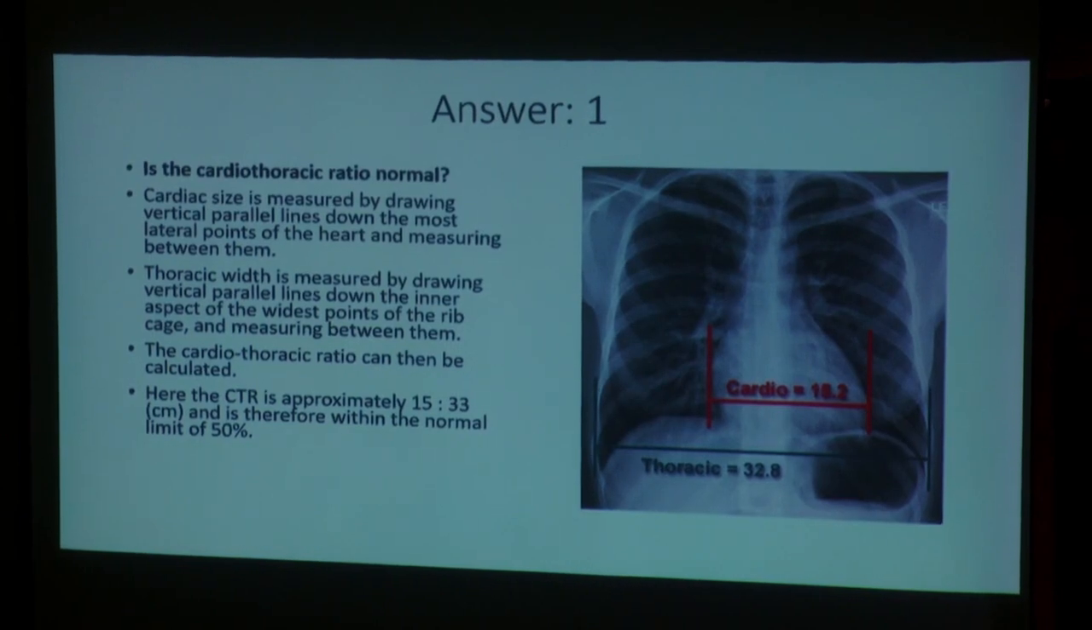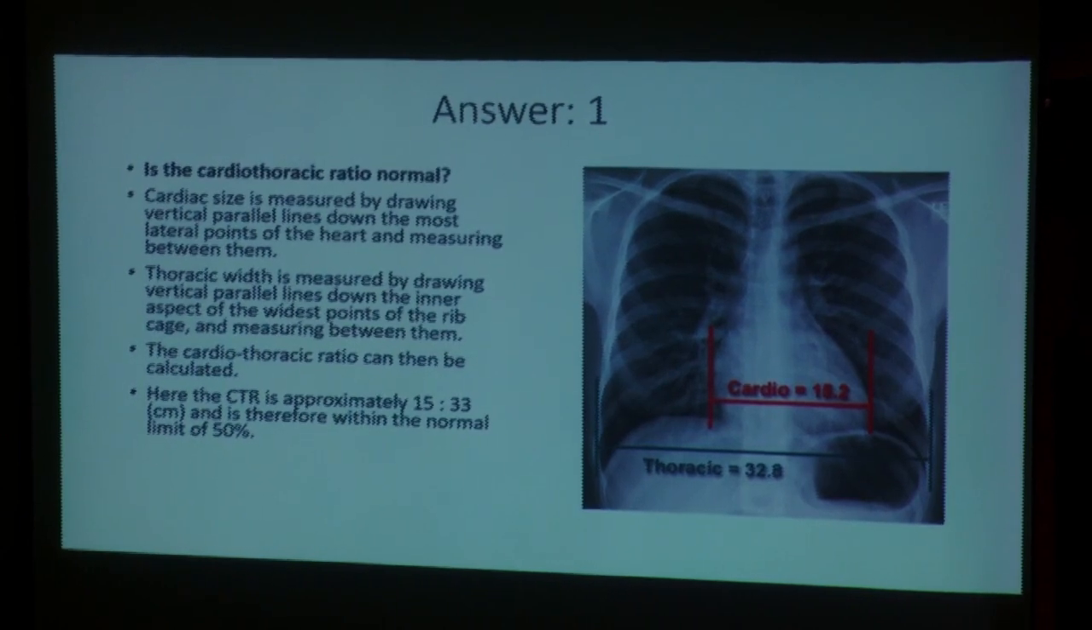Yes, it's normal. You measure cardiothoracic ratio by measuring the largest dimension of the heart and the largest diameter of the thoracic cage and dividing them. Usually less than 50 is fine. 50 to 55 is acceptable. More than 55 is not acceptable in the adult age group. For pediatrics, 55 to 60 is fine.